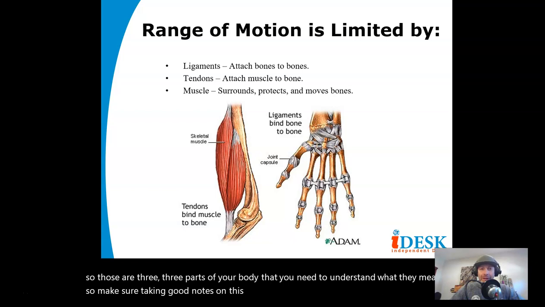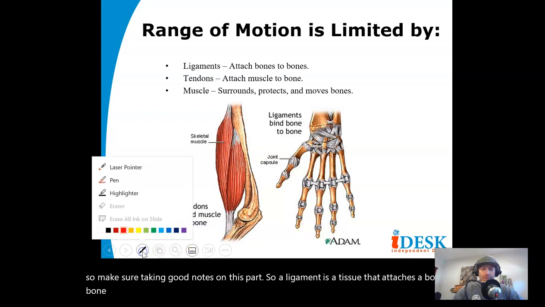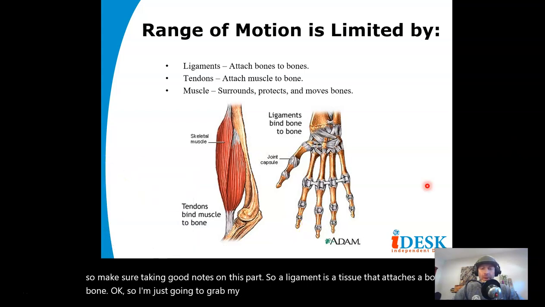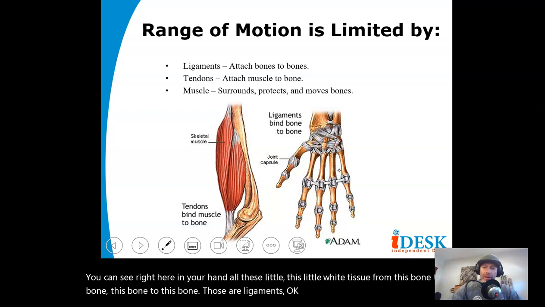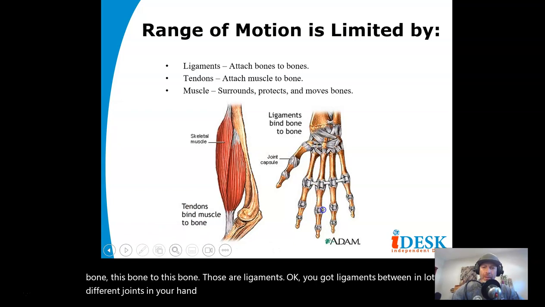A ligament is a tissue that attaches a bone to a bone. I'm just going to grab my little laser pointer here, and you can see right here in your hand all this little white tissue from this bone to this bone, this bone to this bone. Those are ligaments. You have ligaments in lots of different joints in your hand, and lots of different places in your body. You also have what are called tendons.